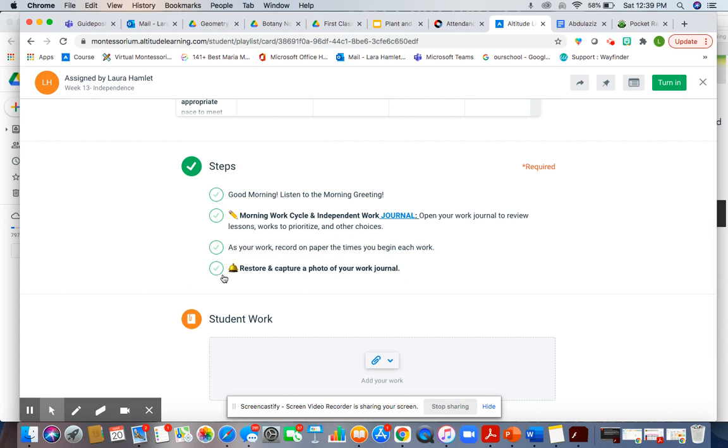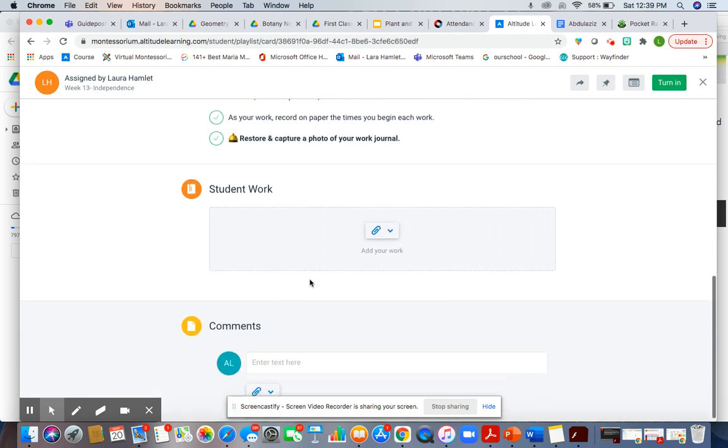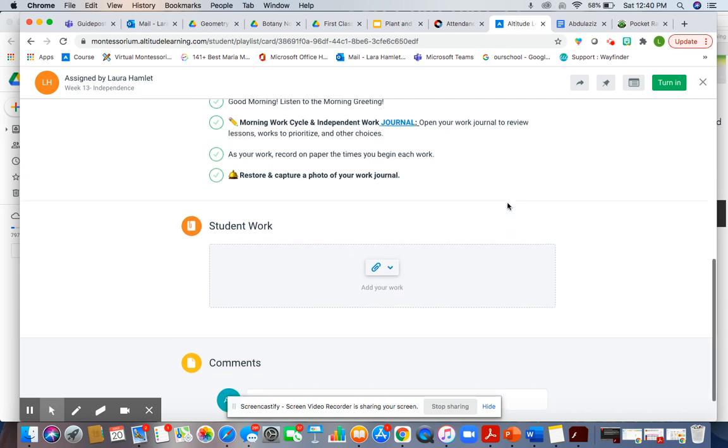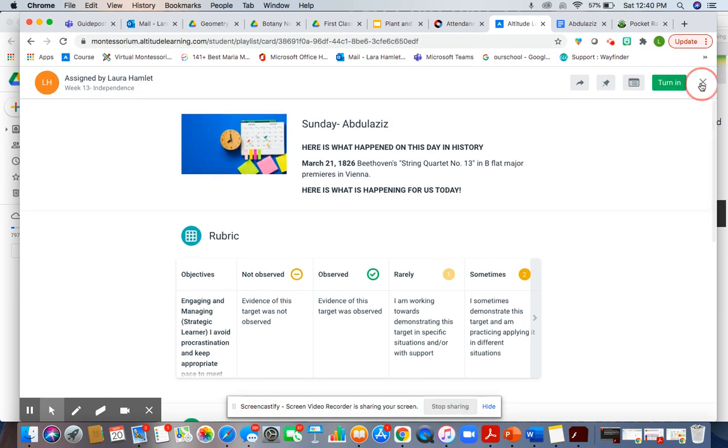Once you have completed your morning work cycle and kept your work journal with your times beginning the work, be sure that you restore your environment, cleaning up and preparing for Monday. Preparing means you have your pencils, your notebooks, and everything you need in your workspace so that we can be efficient and honor our work time on Monday. Then attach a photo of your work journal here in the student work and turn in your schedule for Sunday.